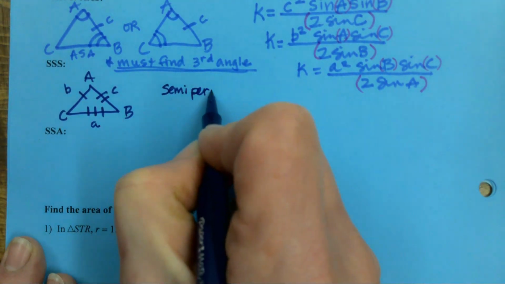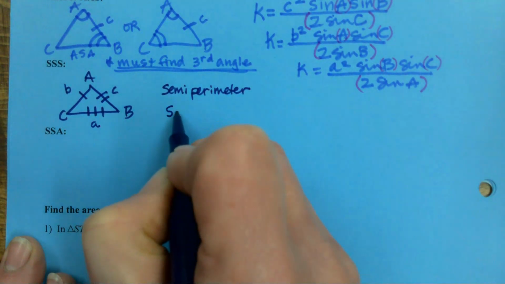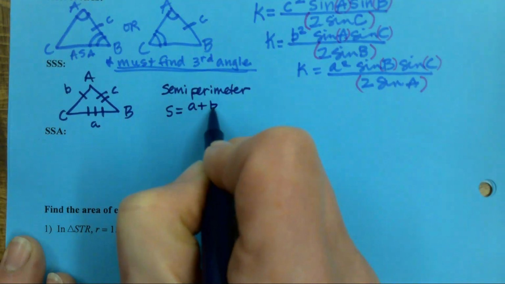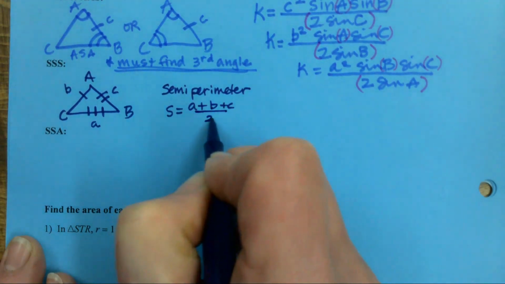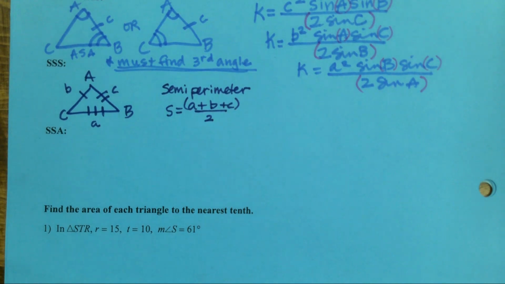Semi-perimeter. That's S equals A plus B plus C divided by 2. Make sure that you put that whole sum in parentheses before you do your division. A plus B plus C divided by 2. And that is going to go in the area formula.